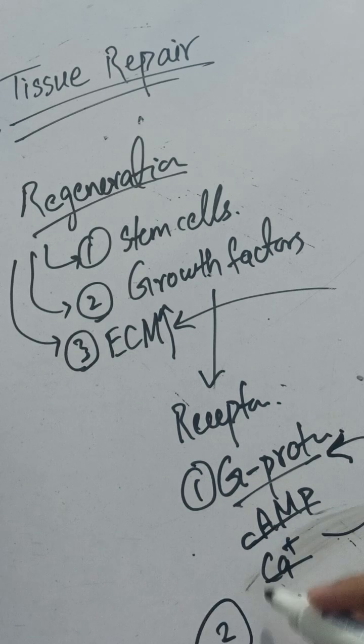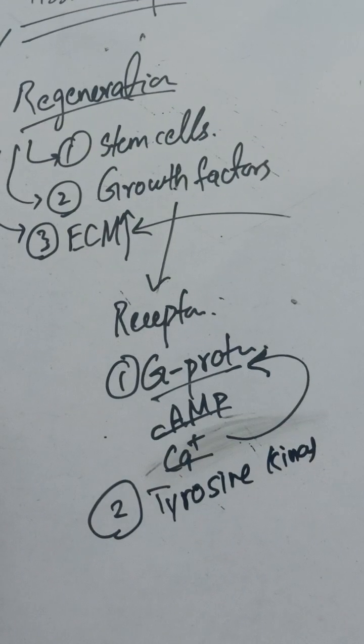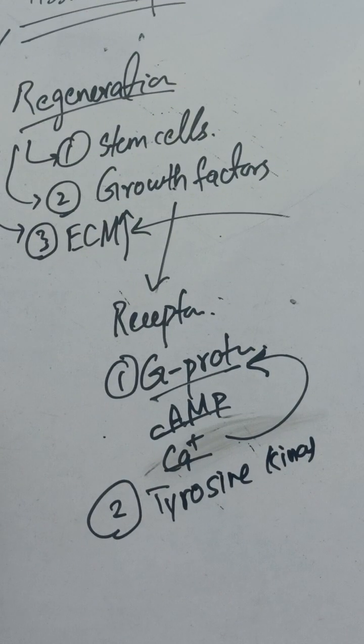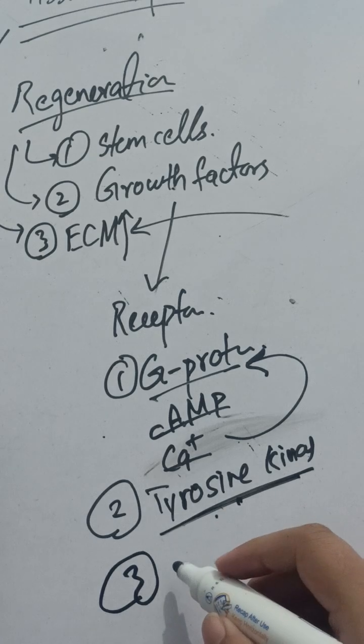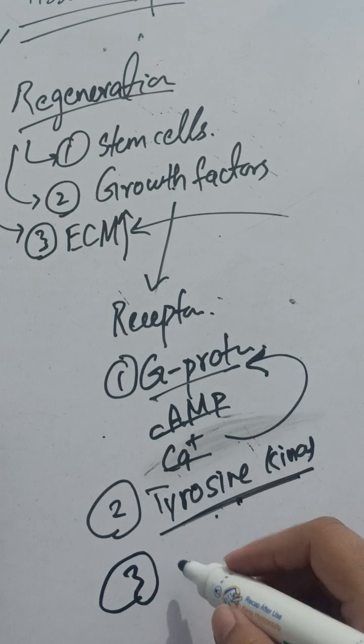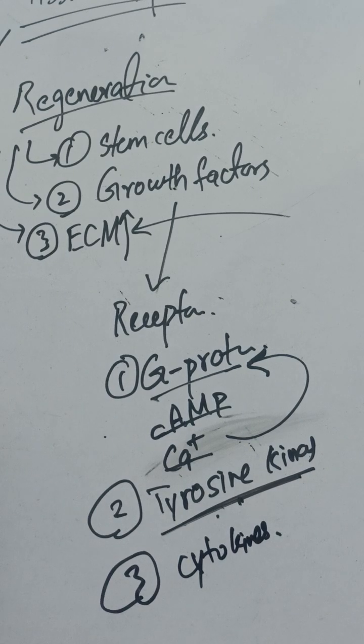The second important receptor is the intrinsic tyrosine kinase. Okay, the second receptor is the tyrosine kinase. Now this tyrosine kinase is stimulated in response to some kinases, and the growth factor will bind to this receptor and show its activity. Third is the intrinsic enzymatic activity, like cytokines, which play an important role in this part. So these are the three types of receptors that play an important role in this part.